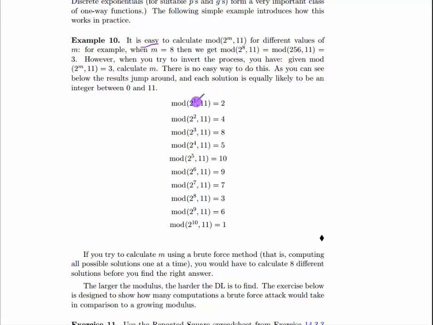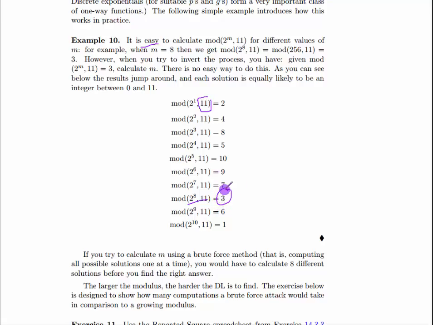All right? 2 to the 1 mod 11 is 2. That doesn't work. 2 to the 2 mod 11 is 4. That doesn't work. You have to go down and try. It's not until the 8th try that you find the right value. So finding this m by trial and error can take a long time, particularly if this modulus is large. If I have a modulus of several hundred billion, then I may have to try several hundred billion calculations in order to find the right one.